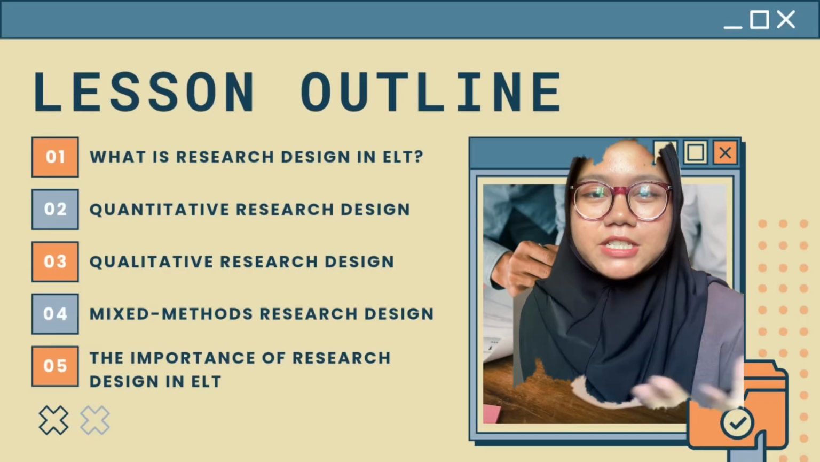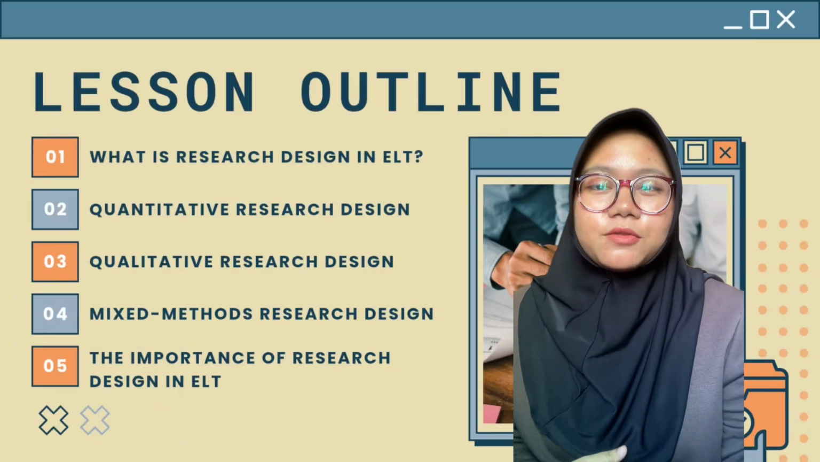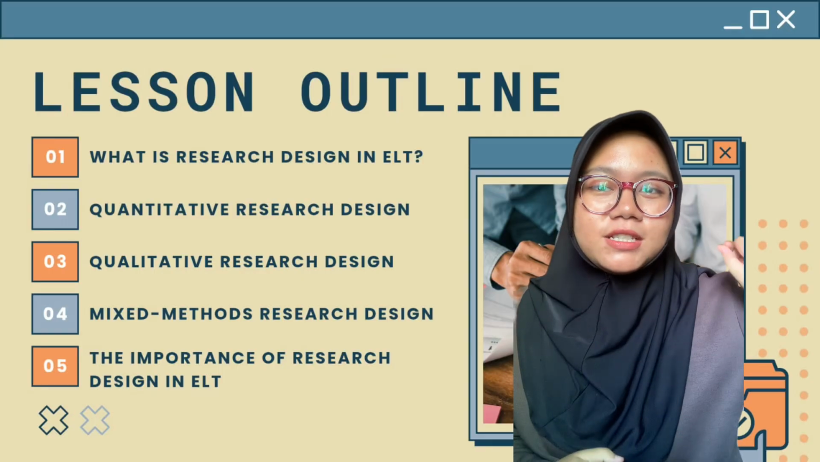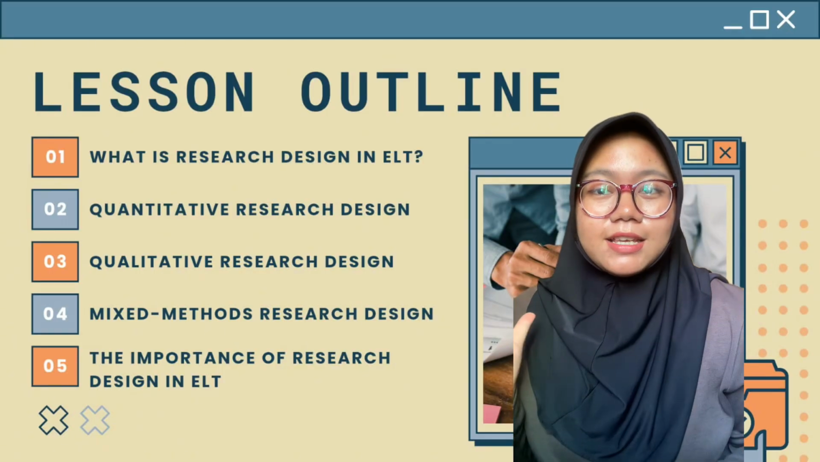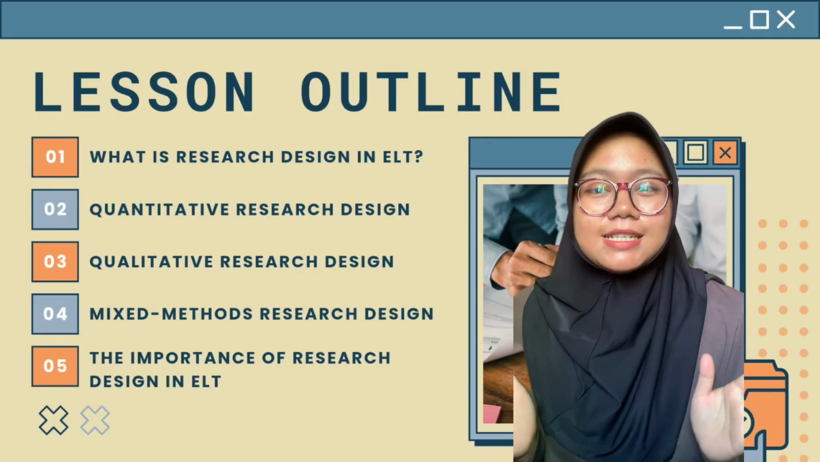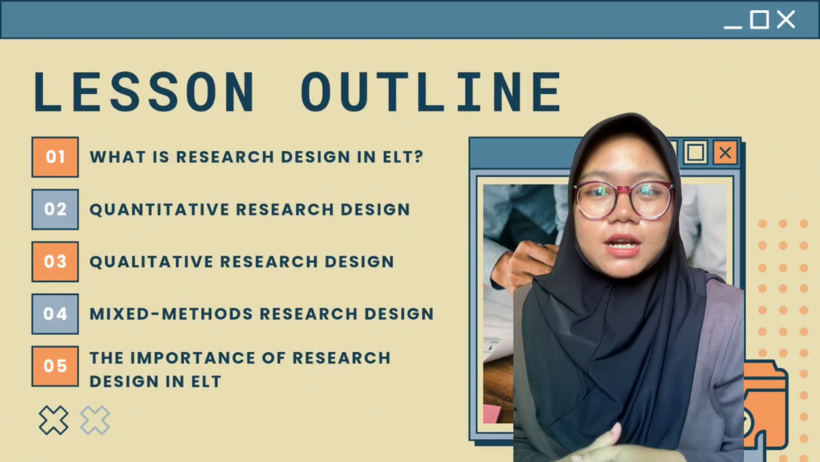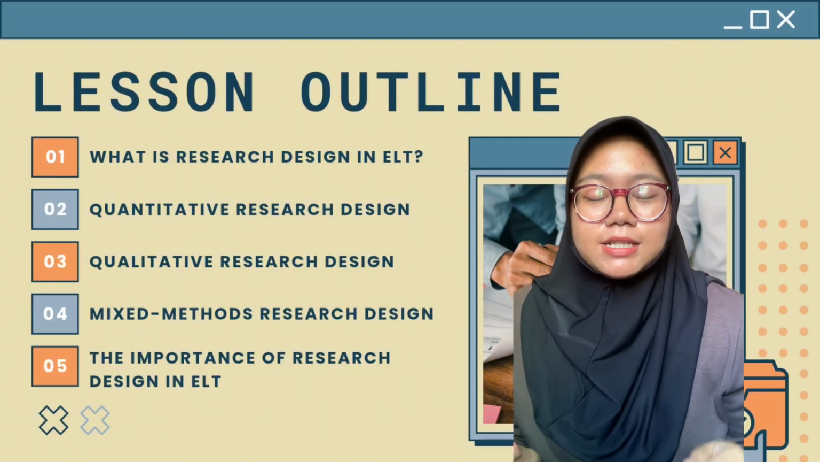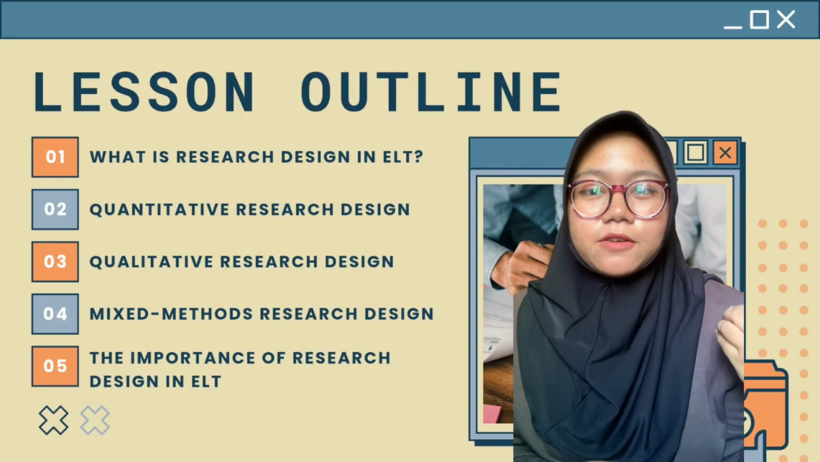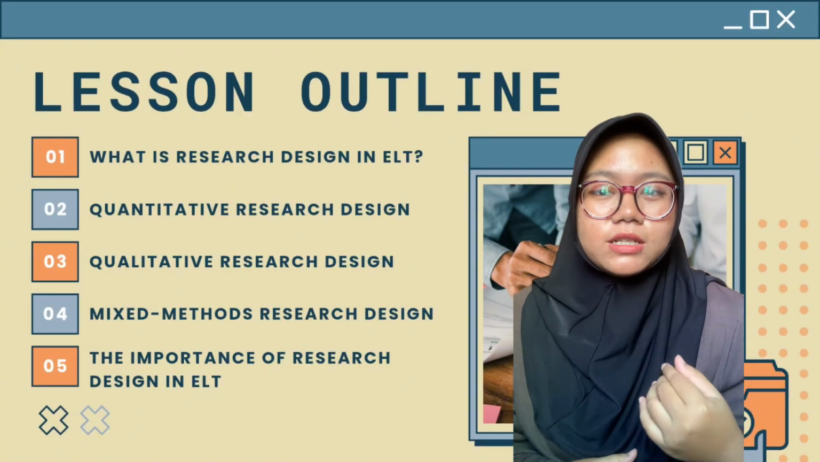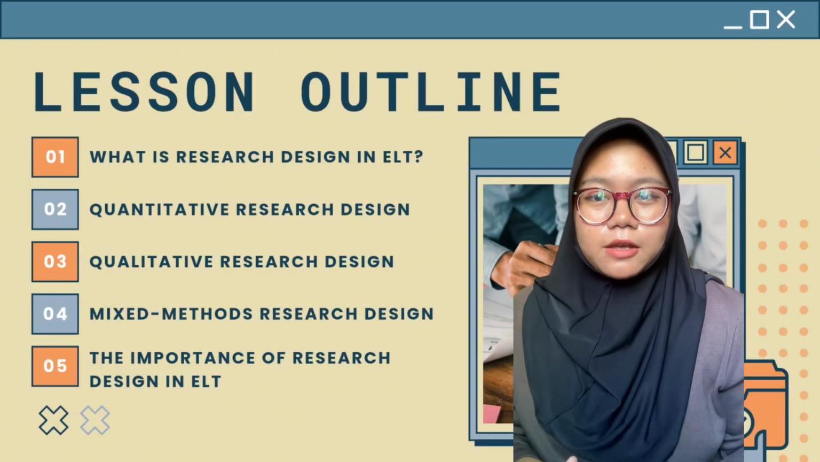So what types of research design are there in ELT? We have three types. First is quantitative research design. The second is qualitative research design, and the last is mixed method research design. These three categories are the most commonly applied designs in ELT. They serve different purposes based on the research questions and objectives.